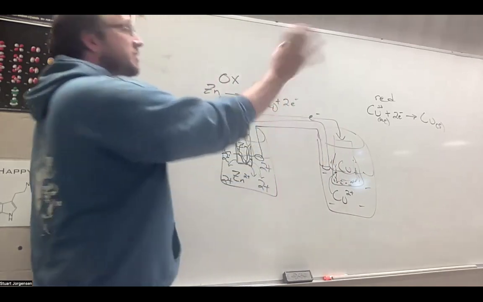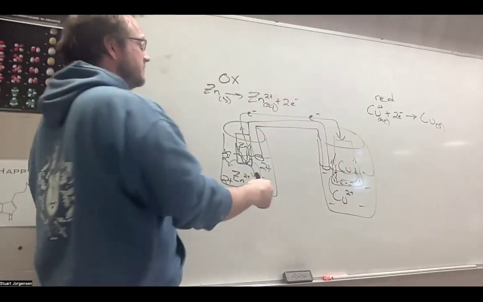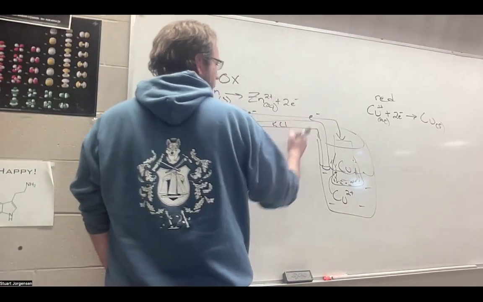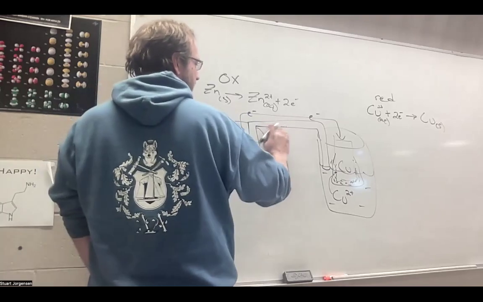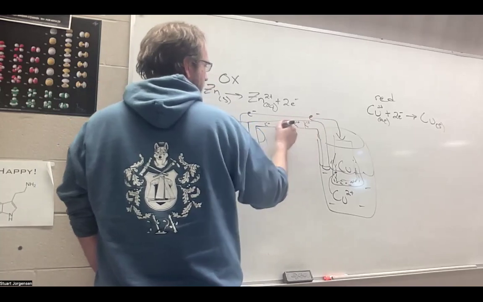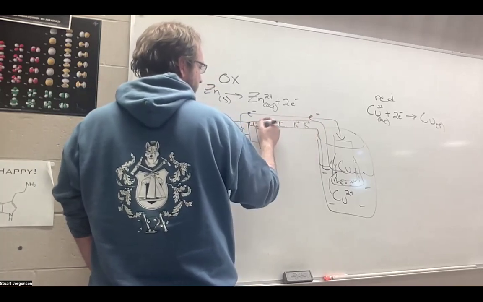Right? Because in the salt bridge, we just got some salt. We don't care what it is. For our example in the back, I think I've got potassium chloride, which is just ions floating around. We got some K pluses floating around, and we got some Cl minuses floating around.